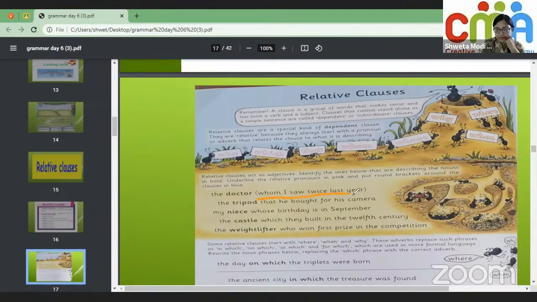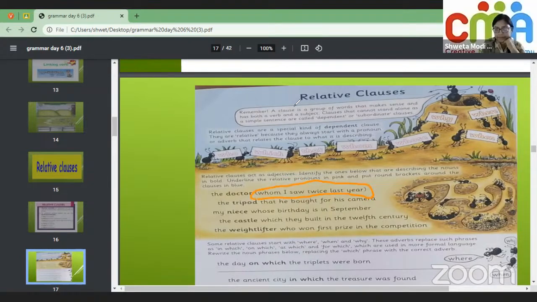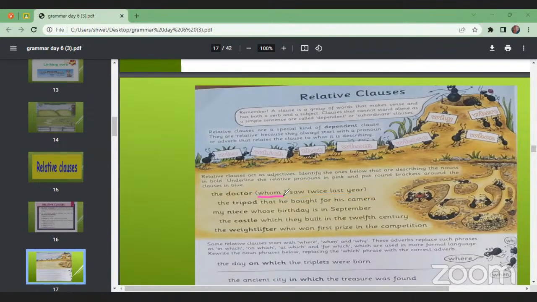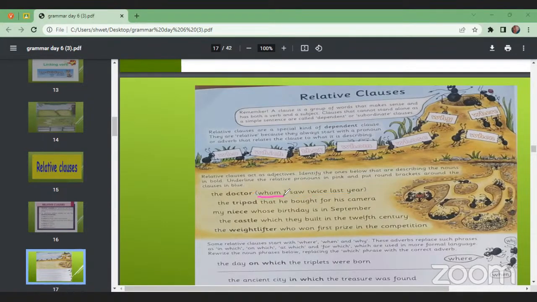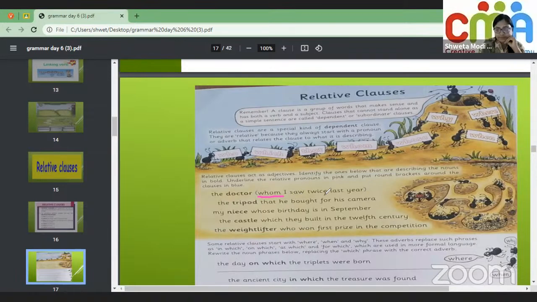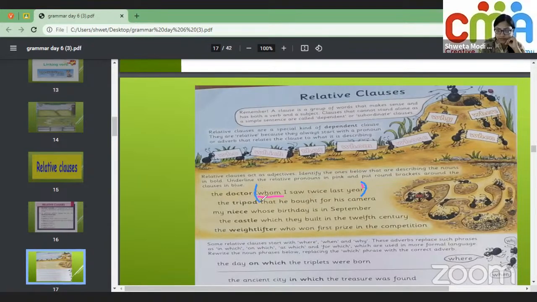This one. Okay. Let's put it in pink color. This is the relative pronoun. Okay. And the clause is, this is the clause. Can you do it for the second sentence?